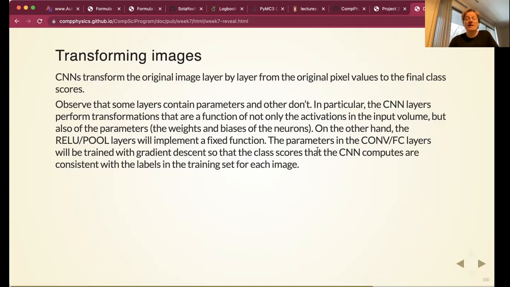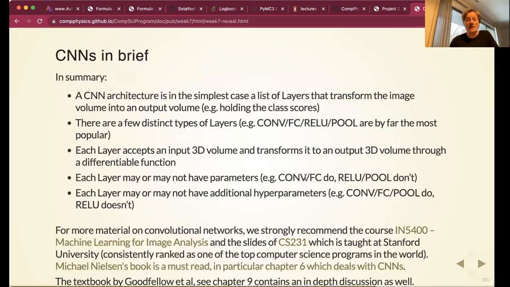And then you can have a standard feed-forward layer, but you can also have a so-called flattening layer. The parameters in these layers are normally trained with standard gradient descent, so that the class scores that the CNN computes are consistent with the labels in the training set for each image.